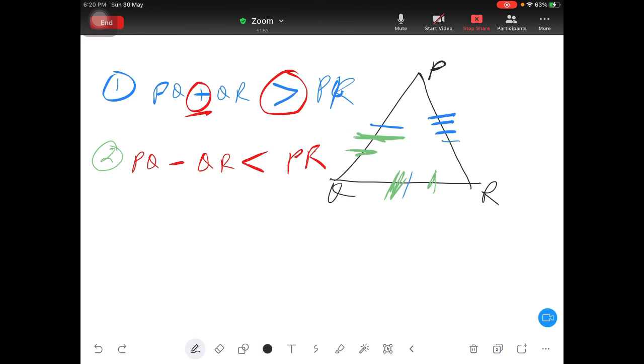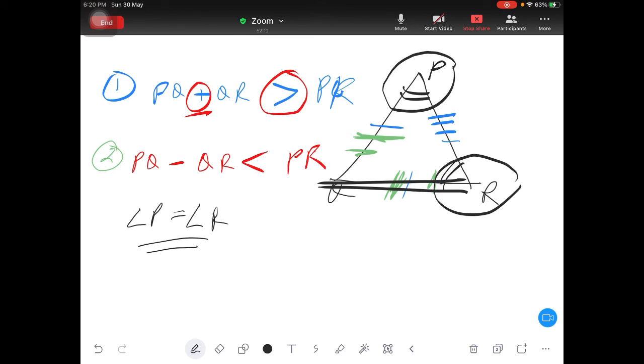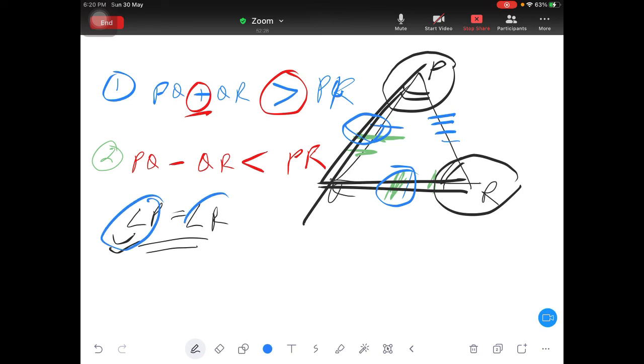Now the third property is that angles opposite to equal sides are equal, and vice versa. It means suppose I am saying angle P and angle R are the same. Then the side opposite to P and the side opposite to R will be the same. I mean, we can judge the sides based on angles, and in the same way we can judge the angles if sides are the same.